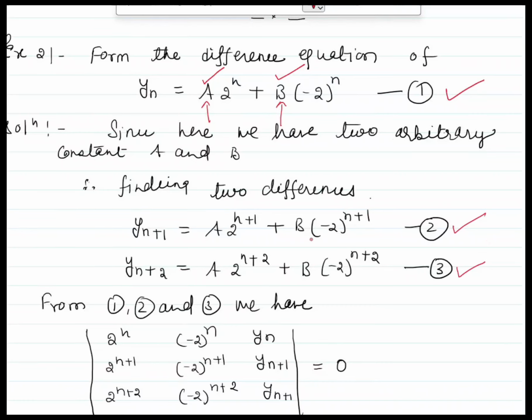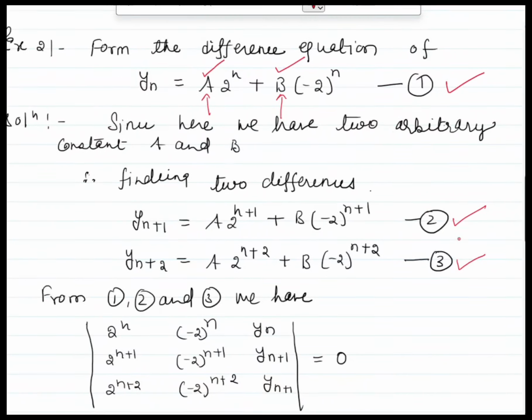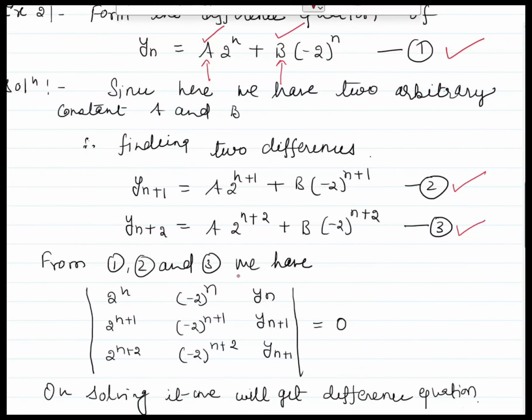So in this way we have these three equations. Now finally we want to remove a and b. Since we have these three equations 1, 2, 3, there is one way we can do it. We can write the coefficient matrix for a, b and the constant. So what are the coefficients of a? The coefficients of a are 2 to the power n, 2 to the power n+1, and 2 to the power n+2, so write them here.